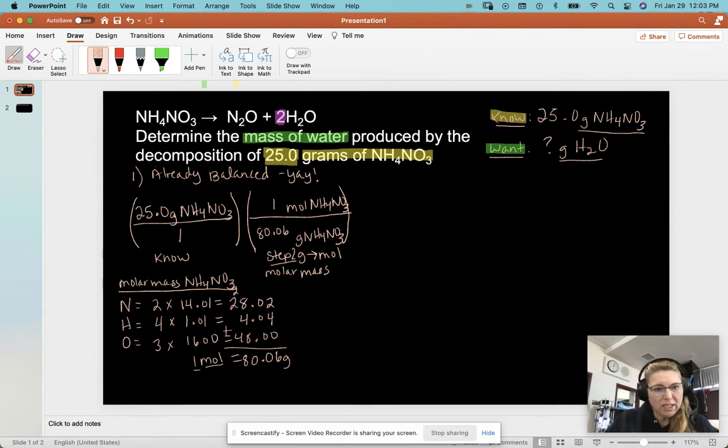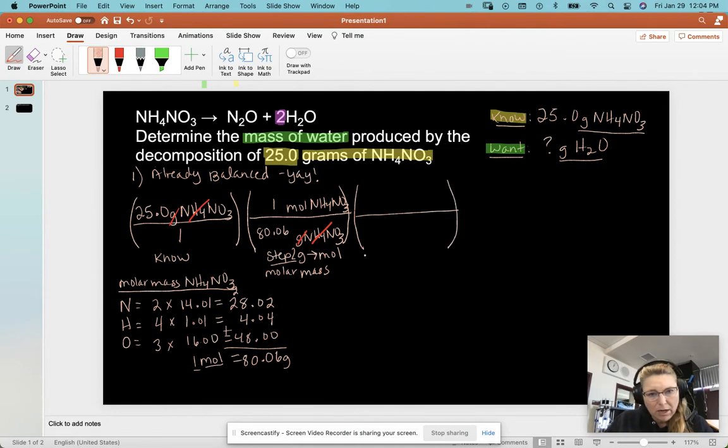Now we can see that we have grams of NH4NO3 on the top and on the bottom, which means that we can go ahead and cancel those units out. Okay, which leaves us with moles of NH4NO3. Remember that the units we're trying to solve for are grams of H2O, so we're not where we want to be yet. That means we need another set of parentheses.